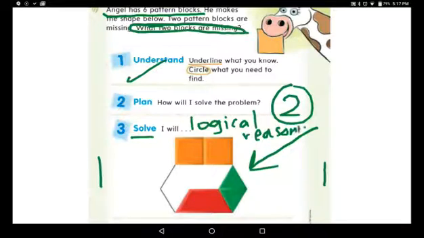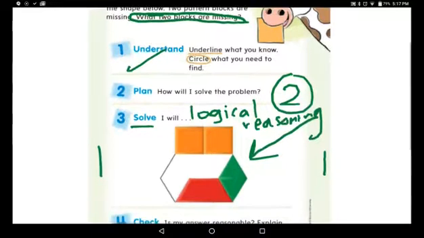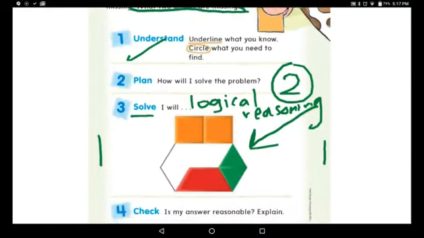Can you all write it with me? I will use logical reasoning. Don't follow my handwriting. It's not nice like yours. Write in a very nice handwriting, okay? And send me your work. Now, let's imagine it and let's look at what we have missed here.